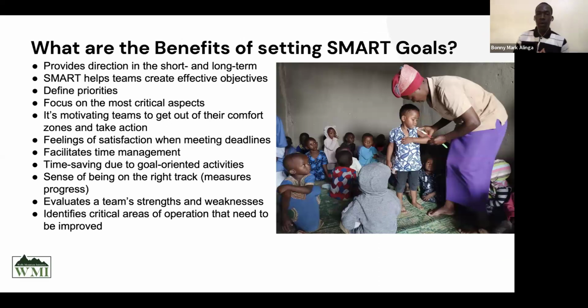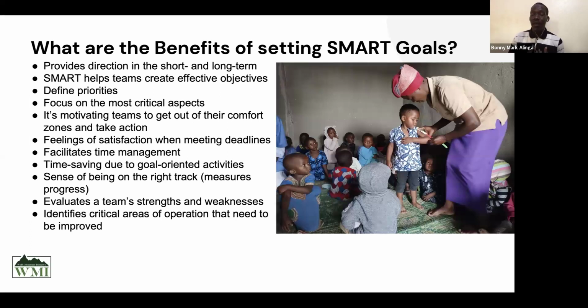Why are SMART goals necessary and important? One, the SMART goal provides you direction in the short term and long term as you navigate through your efforts, your initiative, or the business. It also helps you to help the team create effective objectives. If you have a SMART goal, then your team will be able to work in unison with unifying objectives that create an impact in your initiative.